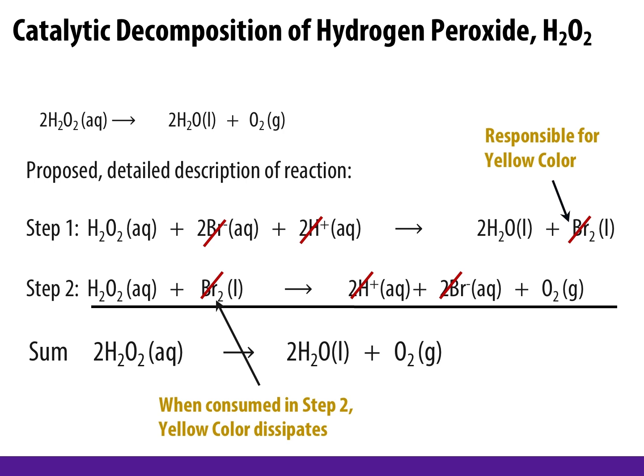It turns out that the way this process occurs is via a two-step type mechanism. The yellow color is caused by the production of a little bit of Br2 liquid. We'll see more about these individual steps by which a reaction takes place when we get to reaction mechanisms, the last topic on exam 2. So this is responsible for our yellow color. And again, once we use up all the Br2 liquid in step 2, the yellow color will disappear.